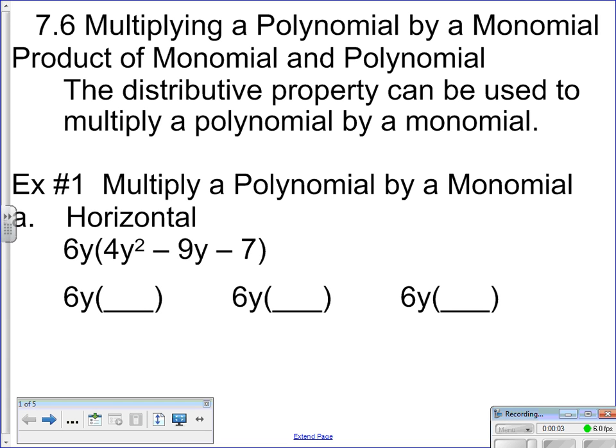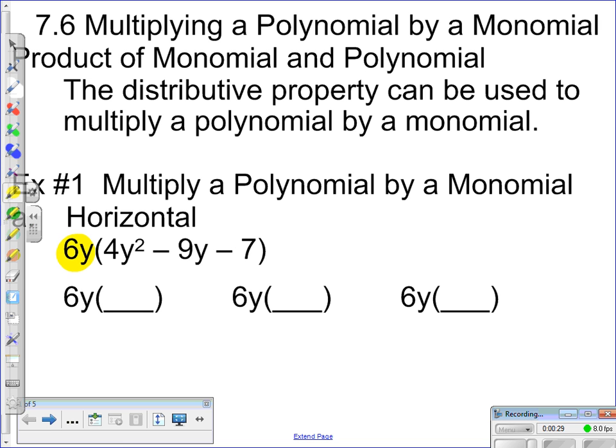Lesson 7.6, multiplying a polynomial by a monomial. Now when you multiply a polynomial by a monomial, you're going to use the distributive property and multiply every part that's outside the parentheses times the polynomial. In example 1, you see that outside the parentheses is a 6y. Now 6y is going to have to be multiplied times all three parts inside our polynomial.